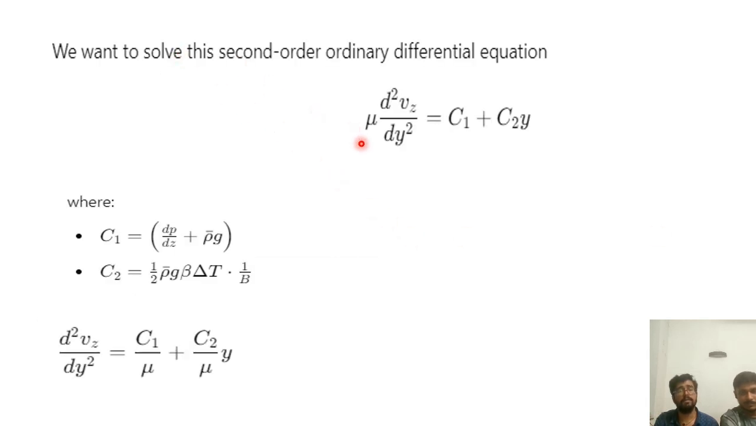So we have this second order linear differential equation, which is d square vz by dy square is equal to c1 plus c2. For simplicity's sake, we assume this constant to be c1 and this constant to be c2. So after assuming this is c1 plus c2y, we will integrate it once. Sorry, before integrating it once, we will first send the mu over here. So it can be written like this.